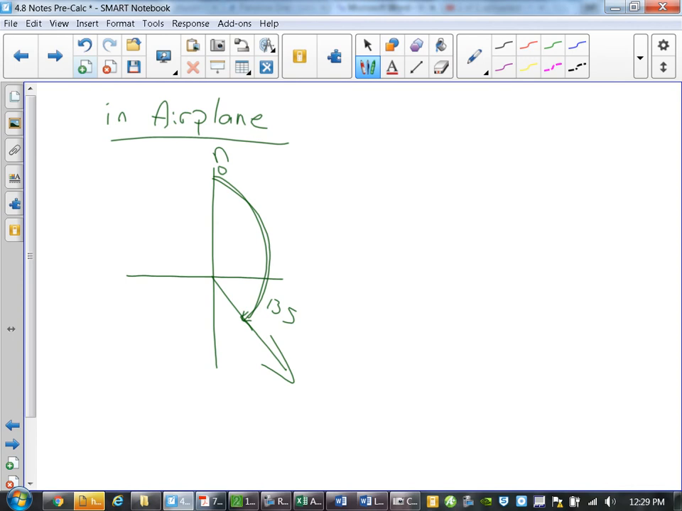So in essence, what I'm doing here, this would be 45 degrees. So this would be south 45 east.